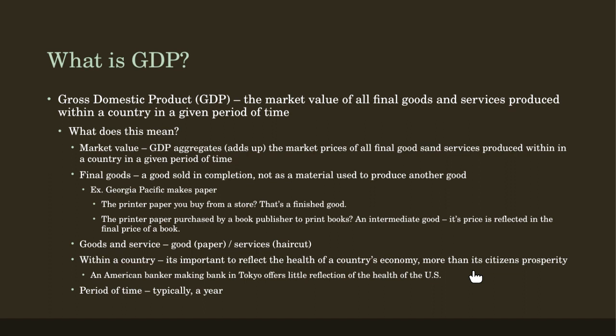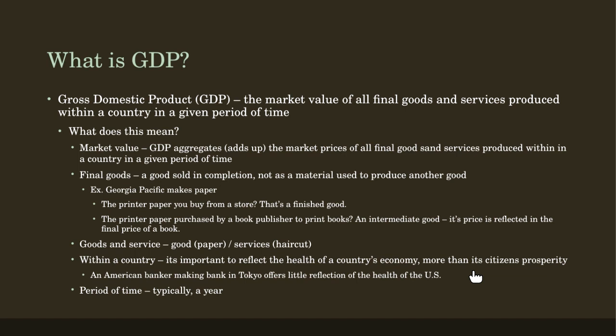Final goods, this means a good sold in completion, not as a material used to produce another good. So just to give you an example, Georgia Pacific is a company that makes paper, and they make two kinds of paper. For example, they make printer paper, which you buy from a store. That's a finished good. You buy paper from the store because you fully expect that you're just going to print on the paper. That's it.